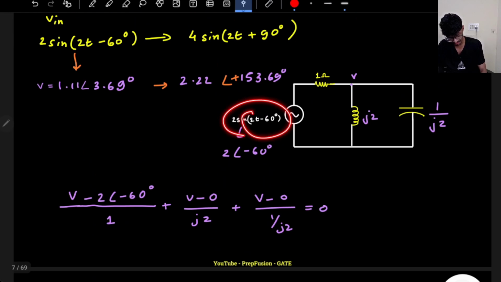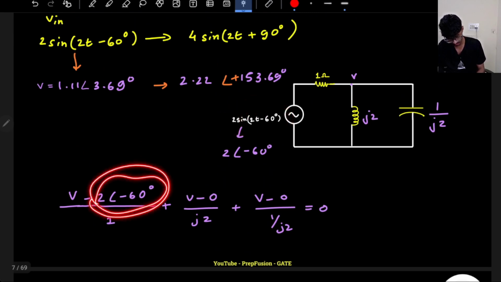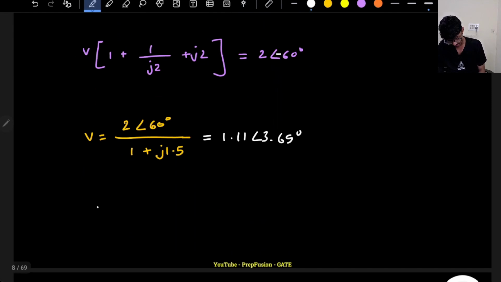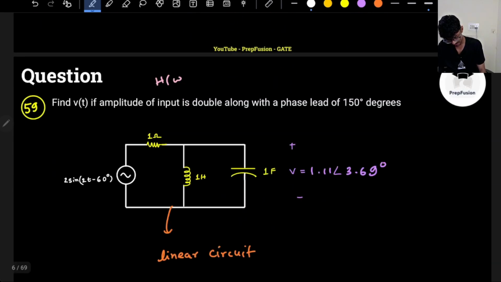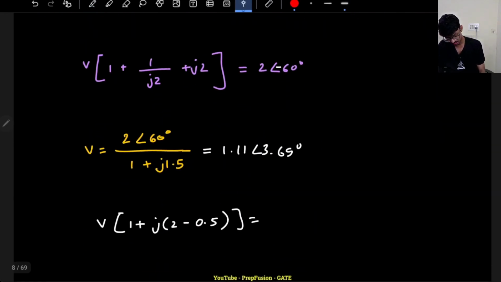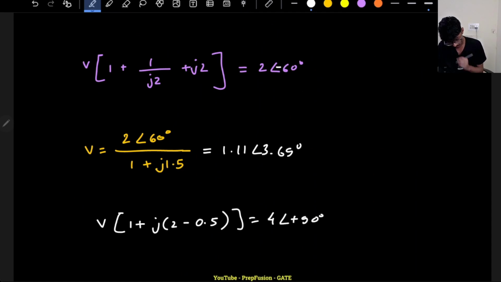Only the input V is changed, and V is only present here. This input is present only here. Everywhere else it is not present. So ultimately the final equation that I will get is V into 1 plus j2 minus 0.5, and on the right hand side it will be the new phase, that is 4 sine into 2t plus 90, that is 4 angle plus 90. Okay.